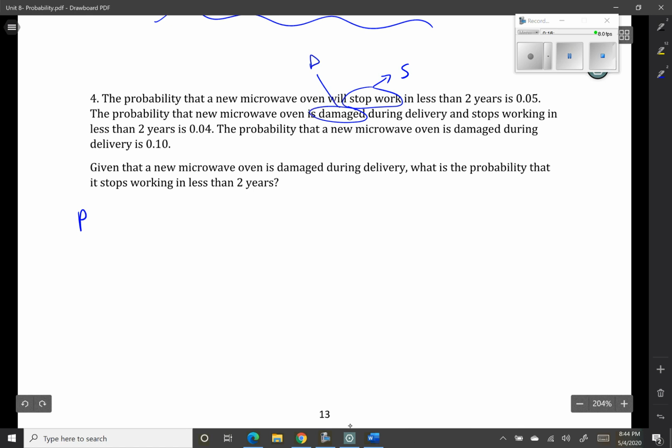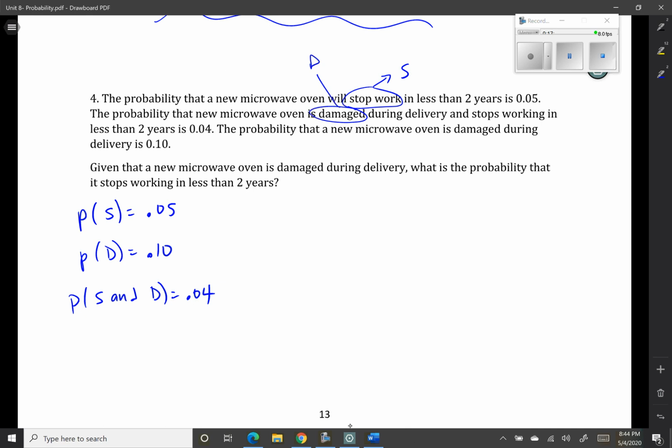So we know that the probability that it stops working is 0.05. The probability that it is damaged during delivery was 0.10, and the probability that it stopped working and was damaged was 0.04.